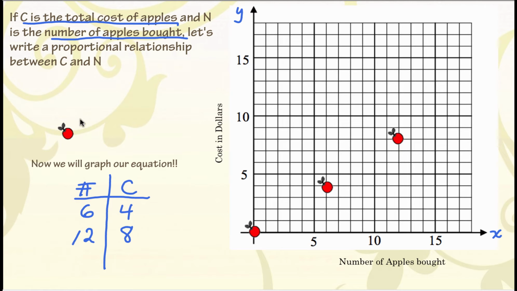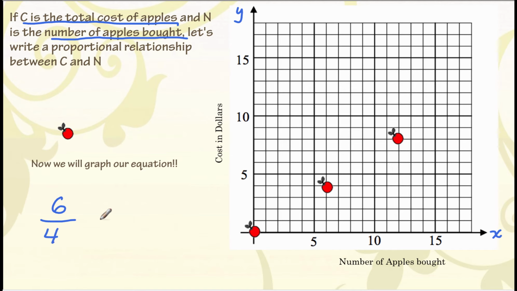We should figure out what's called the unit cost per apple. How much does one apple cost? Well, once again, if 6 apples cost $4, I am going to divide to figure out how much one apple is. That's why I divided this, because this represents apples. I want to know how much one apple is.